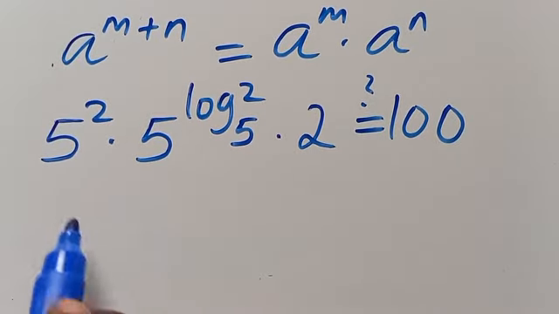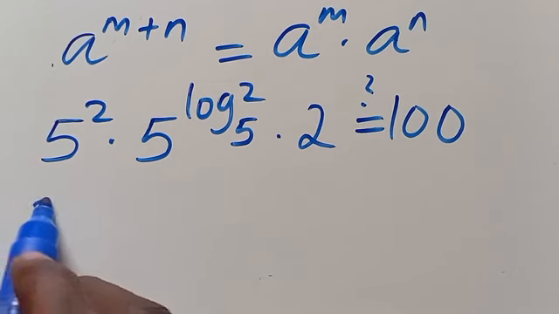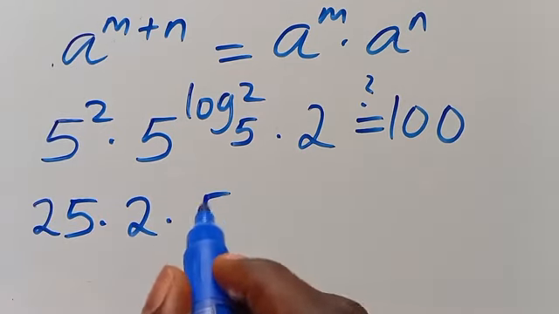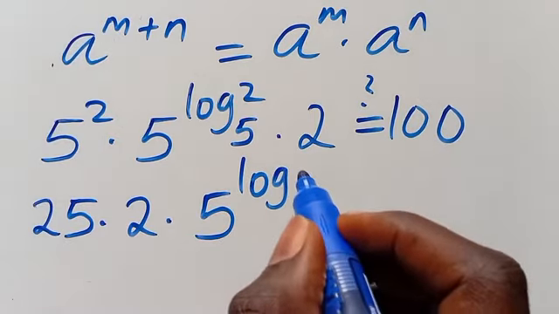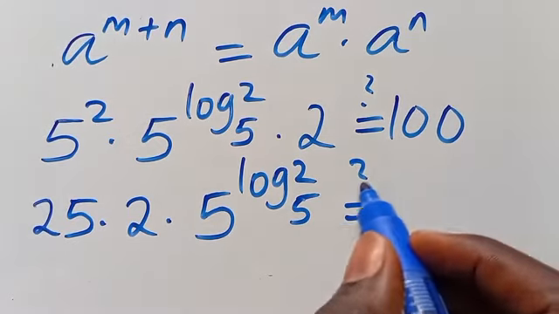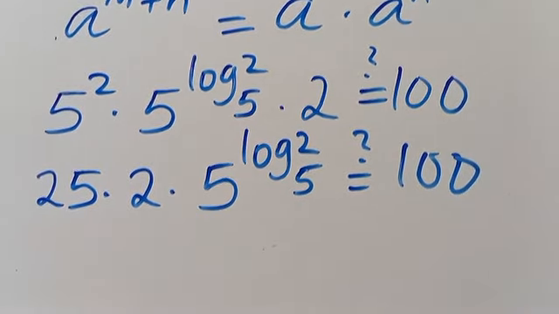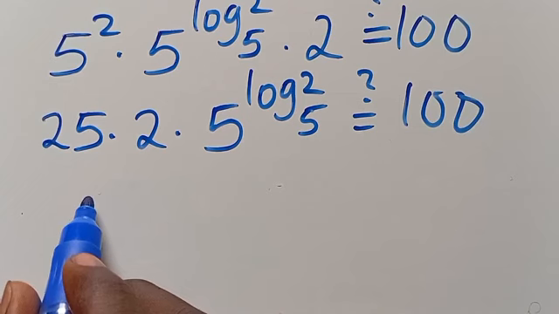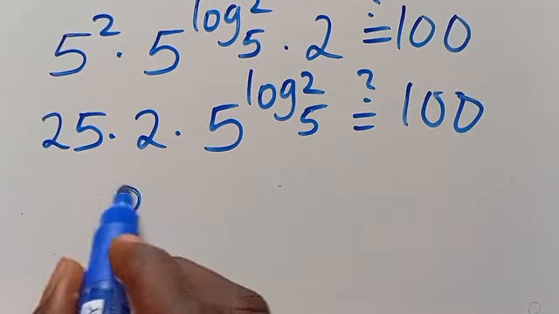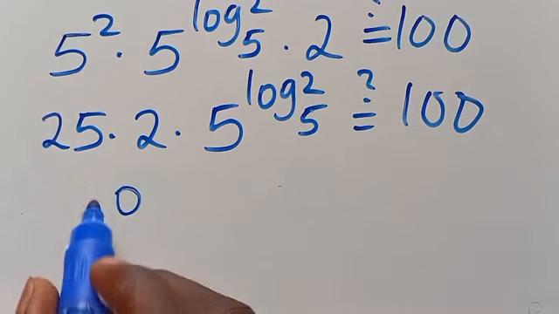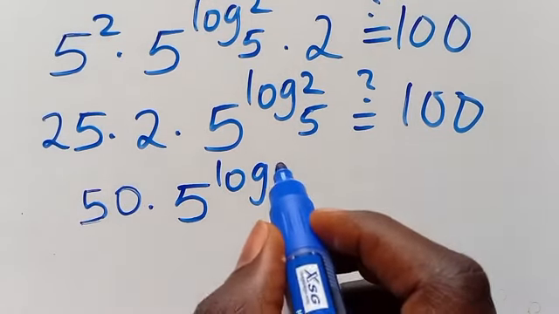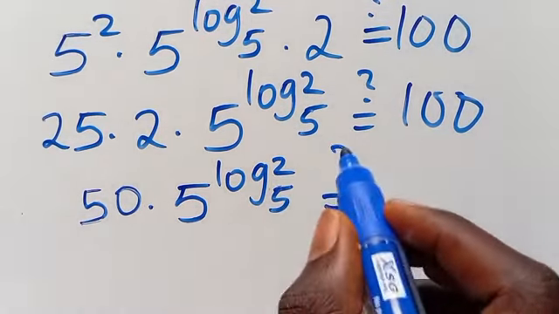So from here, 5 to the power of 2 simply means 5 times 5, which is 25, multiplied by 2, multiplied by 5 to the power of log 2 in base 5, then it's going to give you 100. So from here, 25 times 2: 2 times 5 will give us 10. Right side will take 1. 2 times 2 is 4, plus 1 will give us 5. So this is 50, multiplied by 5 to the power of log 2 in base 5, then it's going to give you 100.